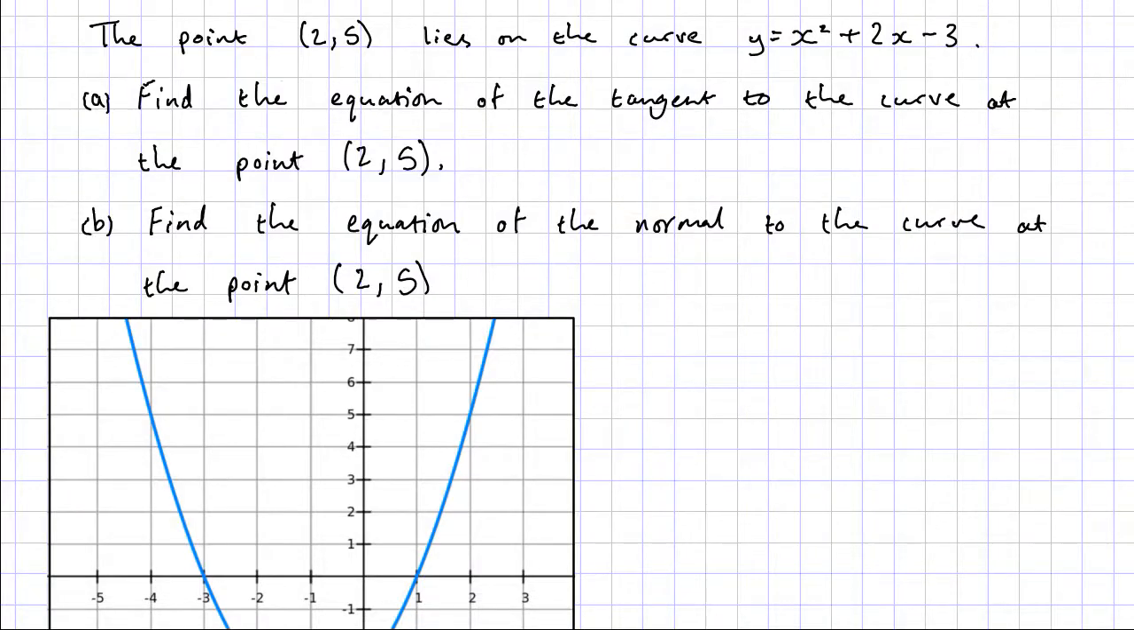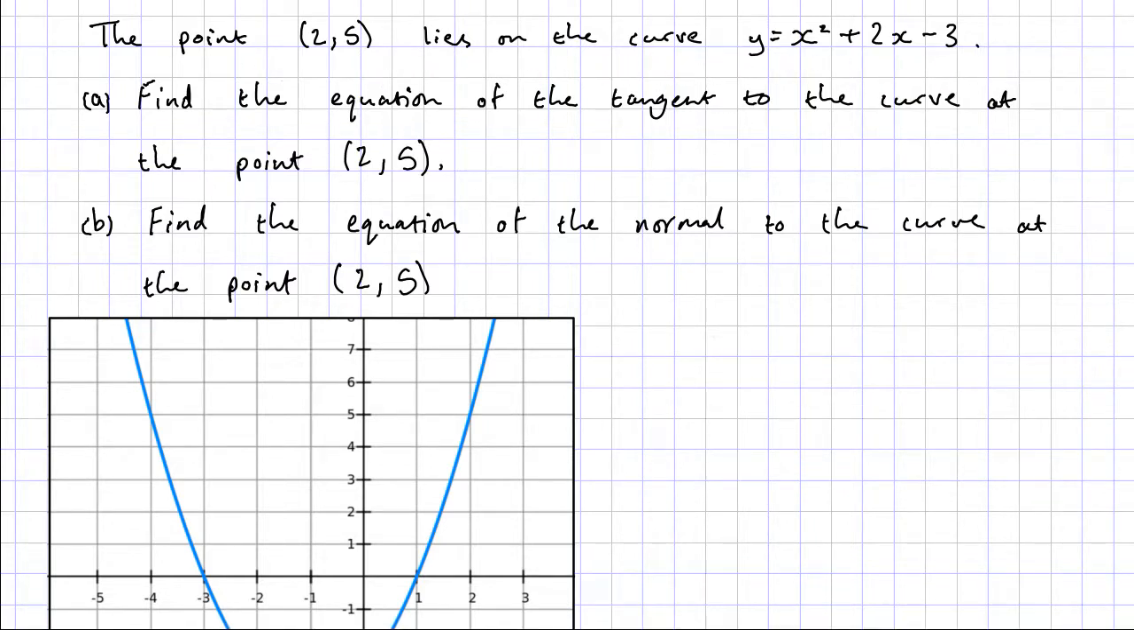This video is on finding the equation of the tangent and the equation of the normal of a curve at a point. So we have the point (2, 5) lies on the curve y equals x squared plus 2x minus 3. Now this is a sketch of that graph. Now find the equation of the tangent to the curve at the point (2, 5).